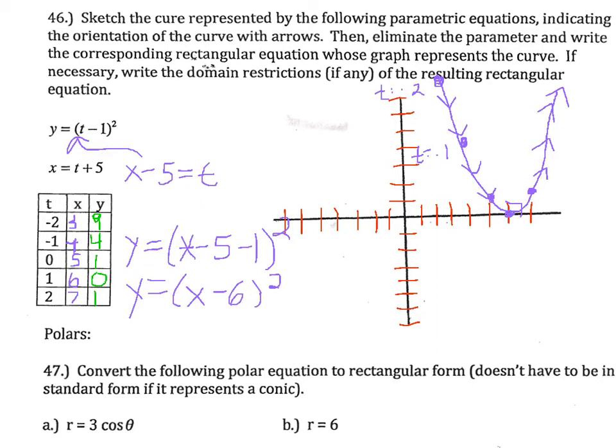Now we need to state any restrictions. There are no restrictions for t, so t is in between -infinity and infinity. We can plug in anything we want for t. There are also no restrictions on our x values. We can plug in anything we'd like to for x, and x will become anything because we just have t plus 5. So x is also in between -infinity and infinity.